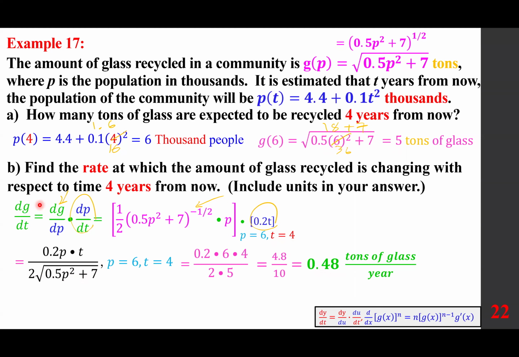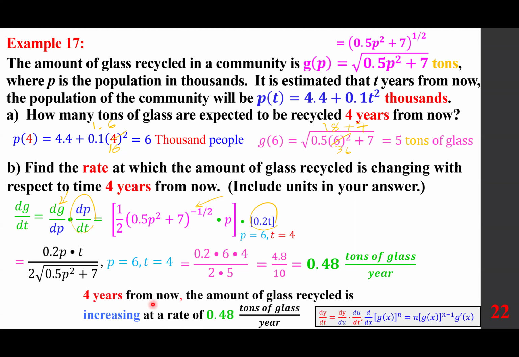Now, dG/dt, the change in G over the change in t, is in tons of glass per year. So what does it mean? 4 years from now, the amount of glass recycled is increasing. Why increasing? This has a positive sign. At the rate of 0.48 tons of glass per year.